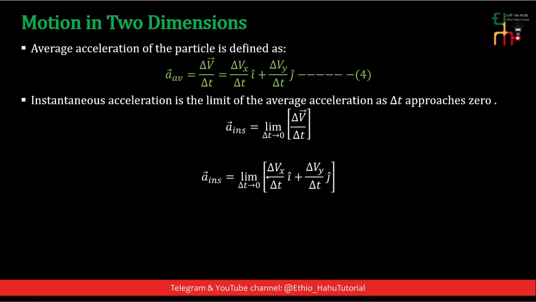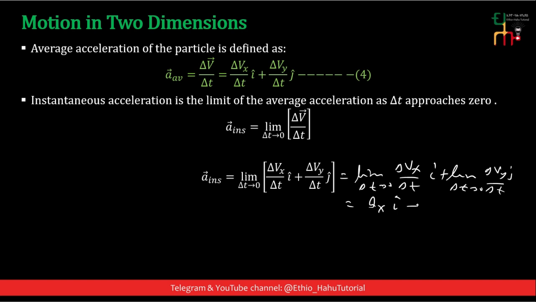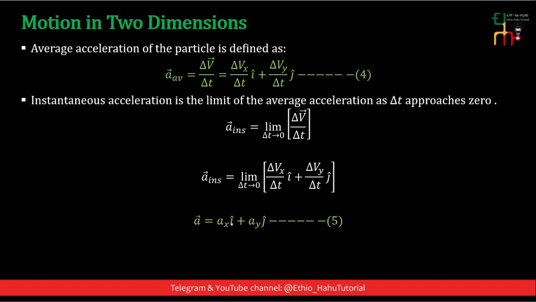That is, limit as delta t approaches 0 of the time rate of change of velocity along the x-axis i plus the time rate of change of velocity along the y-axis j, and this is equal to limit as delta t approaches 0 of change in Vx by change in t i plus limit as delta t approaches 0 of change in Vy j by delta t. And this is instantaneous acceleration along the x-axis i plus instantaneous acceleration along the y-axis j. Therefore, total acceleration is equal to ax i plus ay j.